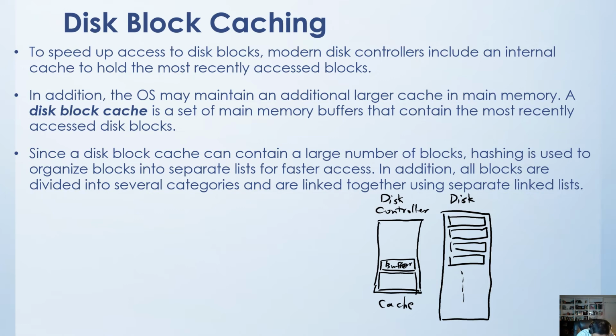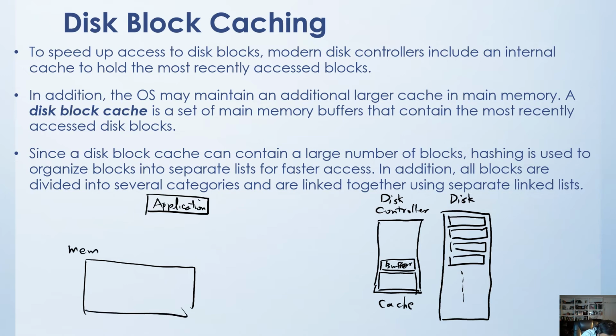Okay, now here's the application, and here's the main memory. The main memory also has a large cache. It's much larger than the internal cache in the disk controller.